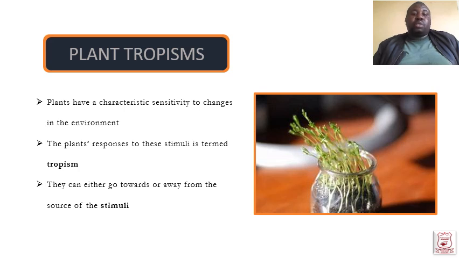Firstly, what is plant tropism? Plant tropism basically refers to how a plant responds to changes in its environment. We are looking at the process by which plants can respond positively or negatively to changes in its environment. These changes are referred to as stimuli, and a plant can respond differently to different types of stimuli. That is what plant tropism means.